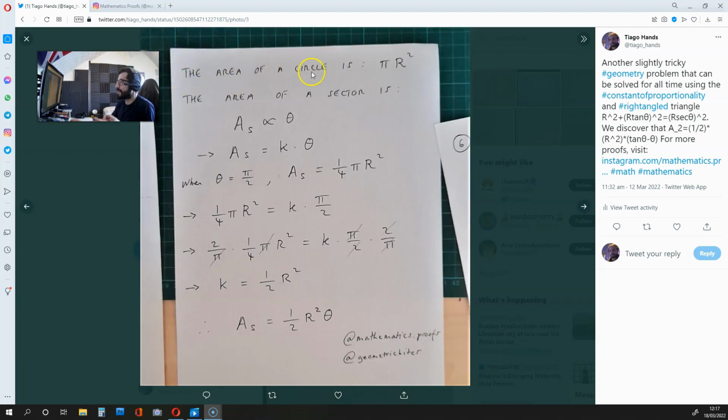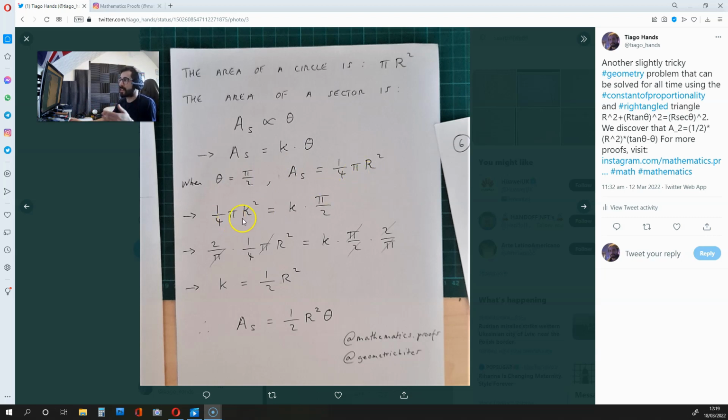Now the area of a circle is pi r squared. The area of a sector is proportional to the angle theta. So the greater the angle theta is, the greater the area of the sector is going to be. This means that the area of the sector is going to be equal to the constant of proportionality times theta. Now when theta is pi over 2, or 90 degrees, the area of the sector is going to be a quarter times pi r squared.